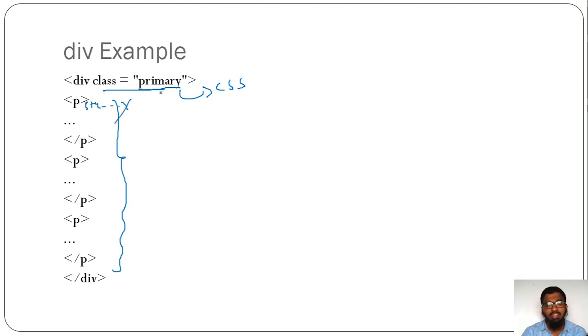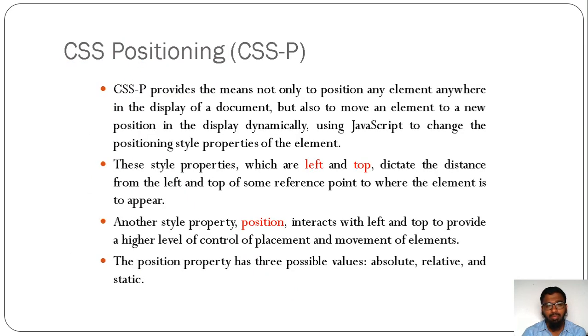If you apply the CSS style primary to this div, then no need to apply it to the paragraph. Automatically, it will apply to this paragraph. So this is an example for div.